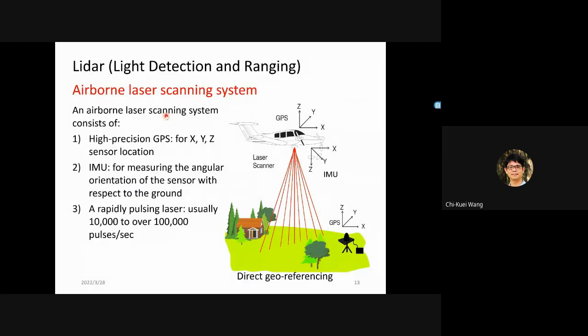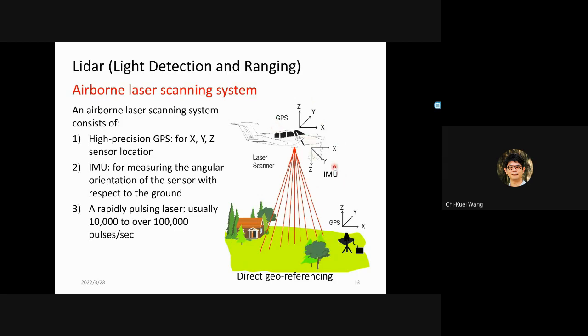So now I would like to talk about the airborne laser scanning system. Now we have the laser scanner, and we put the laser scanner on the airplane. Also on the airplane, we put a GPS here, and we also put the IMU here.